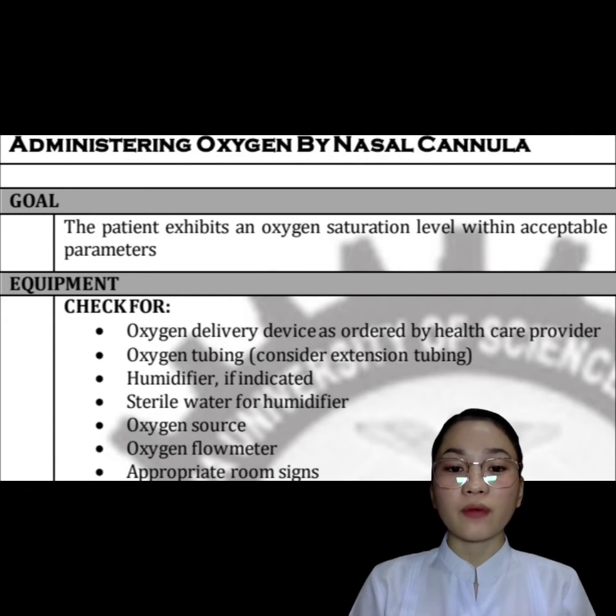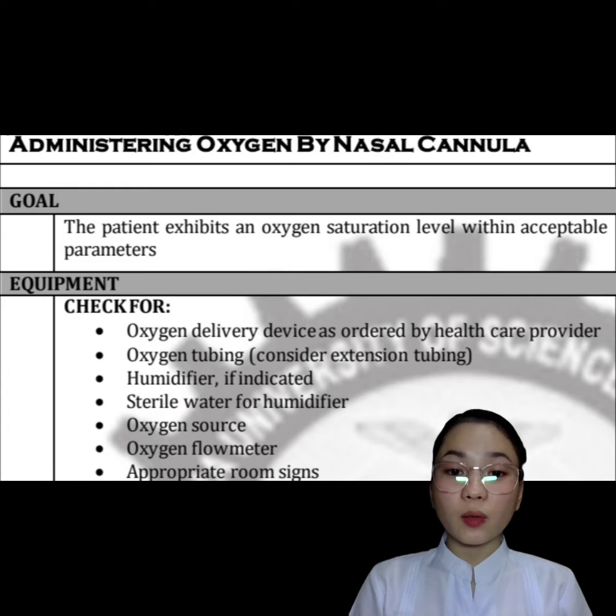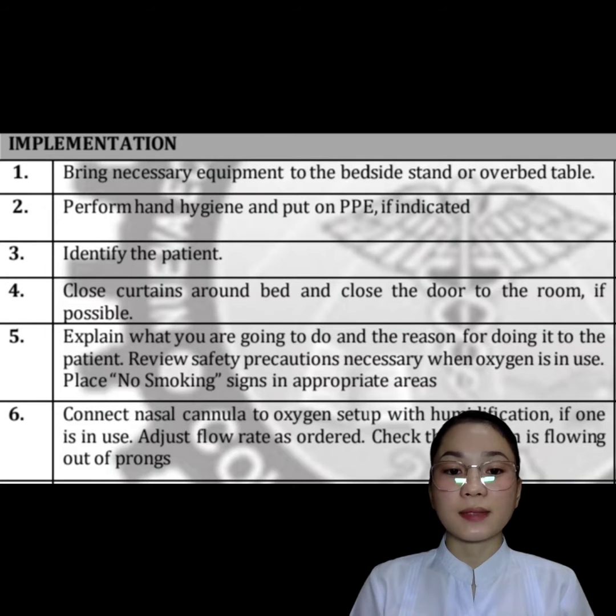Equipment: check for oxygen delivery device as ordered by the healthcare provider. Oxygen tubing, consider extension tubing. Humidifier if indicated. Sterile water for humidifier. Oxygen source. Oxygen flow meter. Appropriate room signs. For implementation, bring necessary equipment to the bedside stand or over bed table.